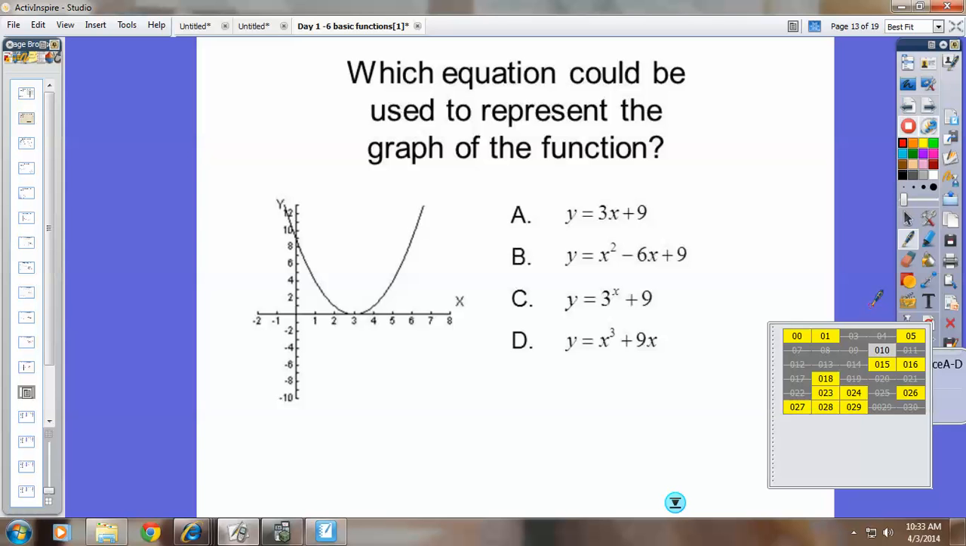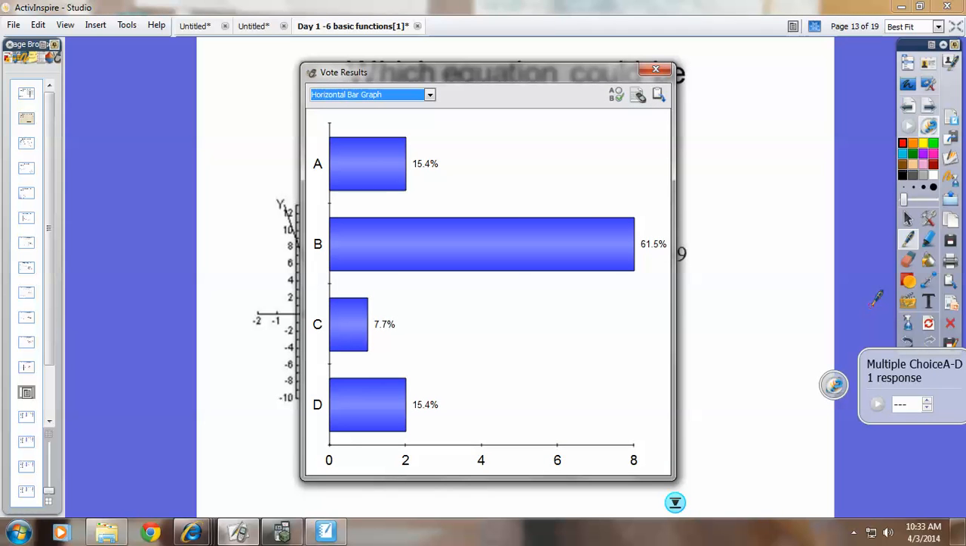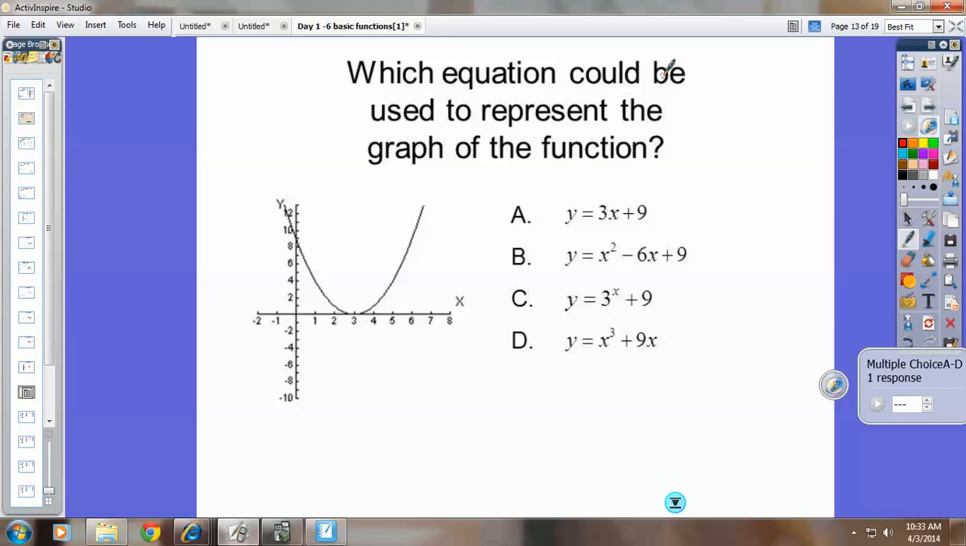Ooh, a little bit all over the place on this one. B is the right answer. It's quadratic, isn't it? What's the kicker? How do we know if something's quadratic? What did we say the highest exponent was? It has a 2. Yeah, I know it's kind of tough to see if you guys are in the back. But B does have an exponent of 2, so it would be quadratic.